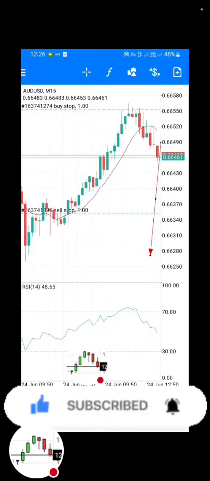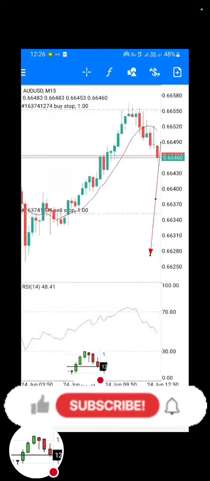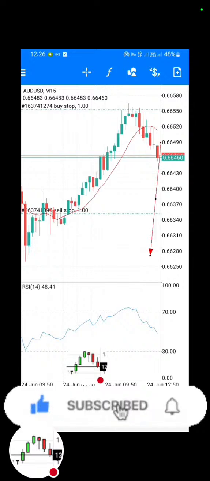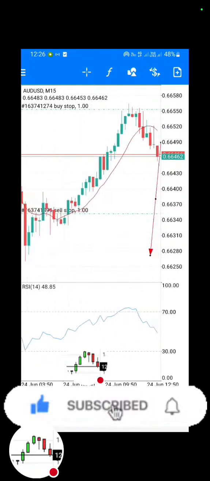So you close the buy stop. The sell stop will be in profit. Actually, when the market hits the sell stop, it's going to be a sell automatically. So you are in profit. There's no need for a stop loss here. So you are in profit, you close.